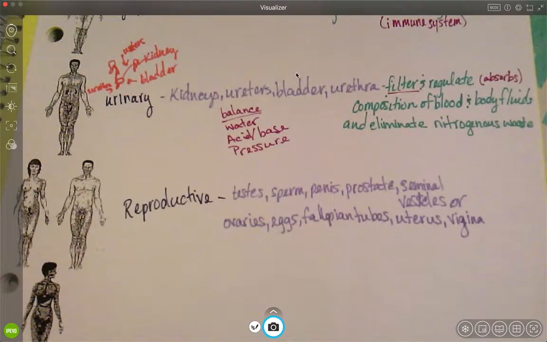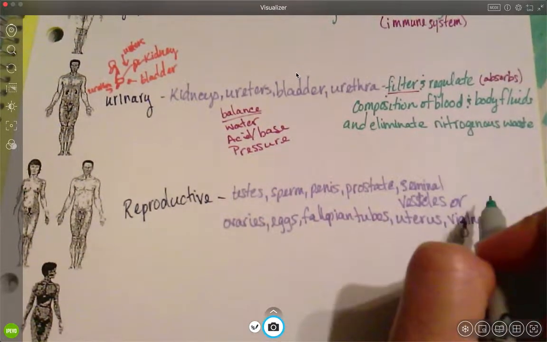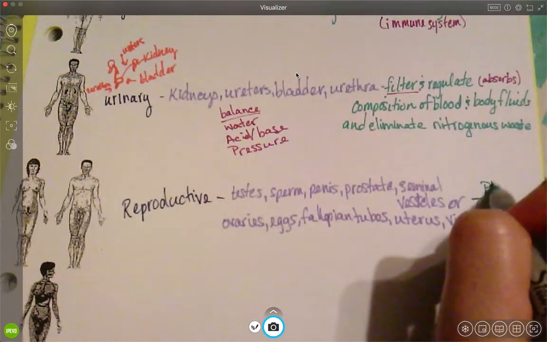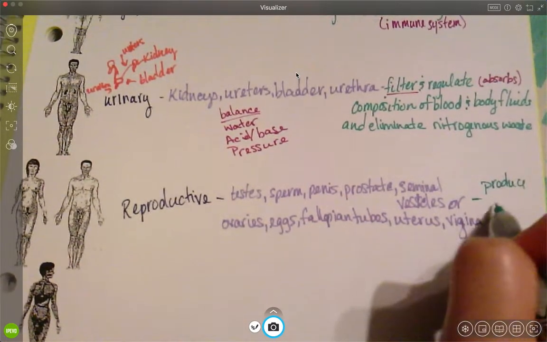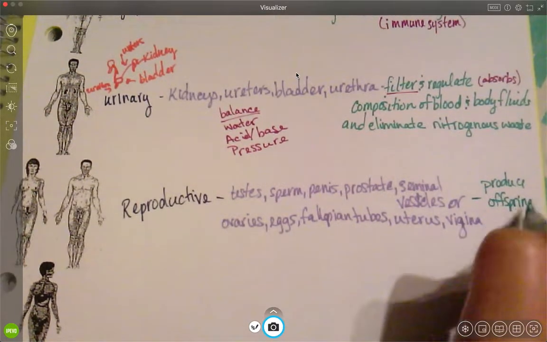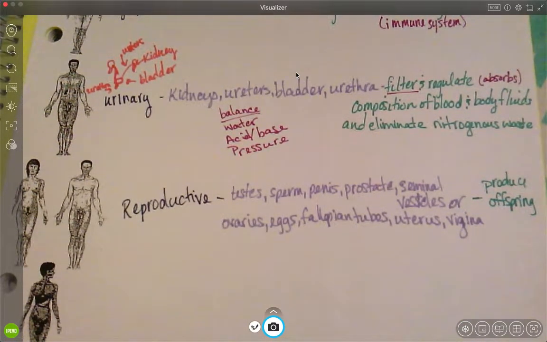Okay, so we've got our guy parts on top, our girl parts in the bottom. And so what is our function? What is the point? To produce offspring. That is a function of the reproductive system.